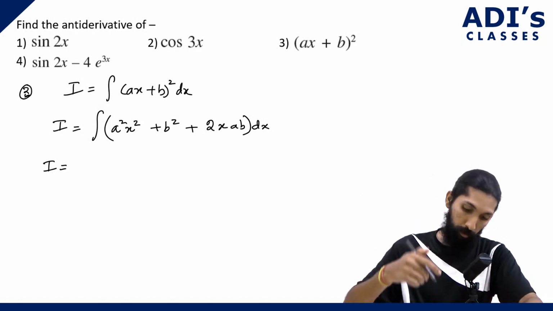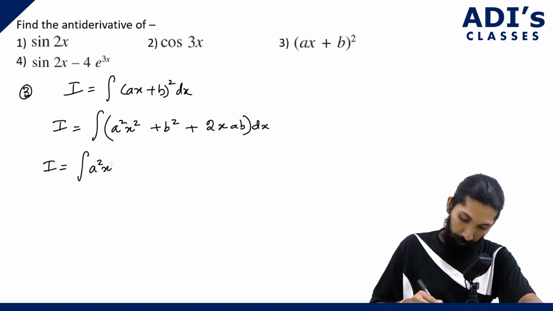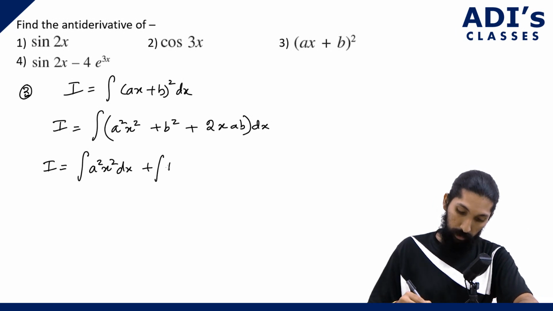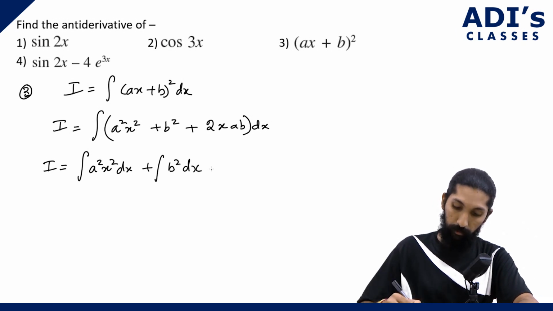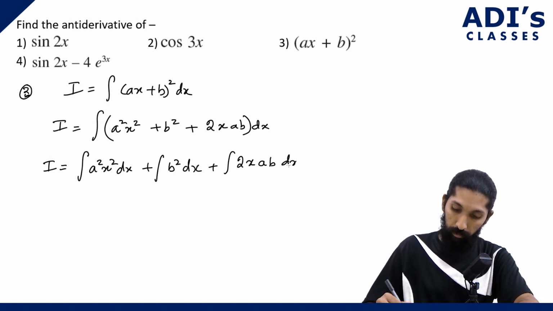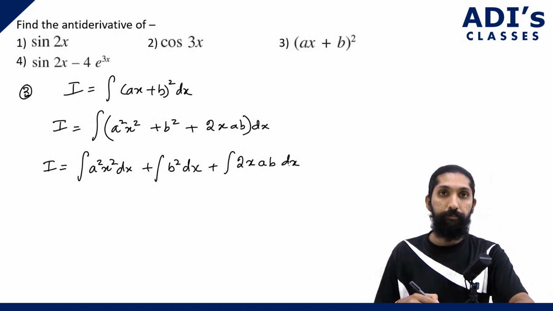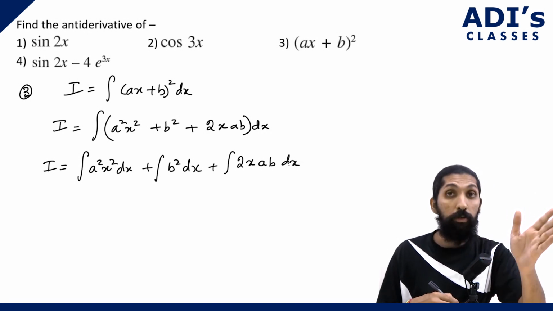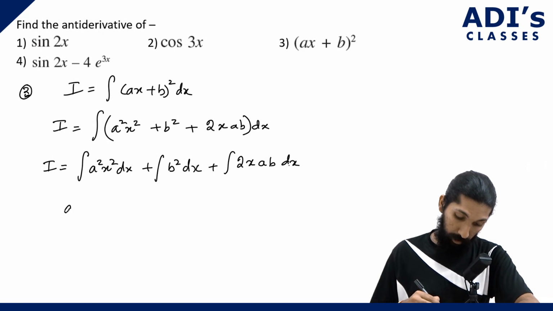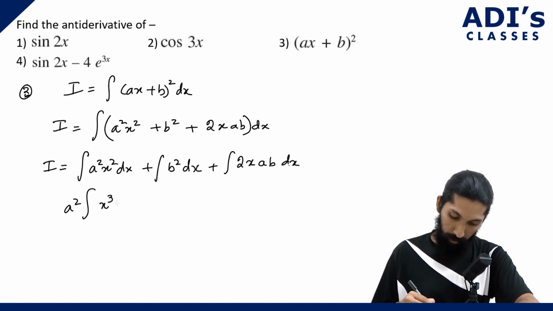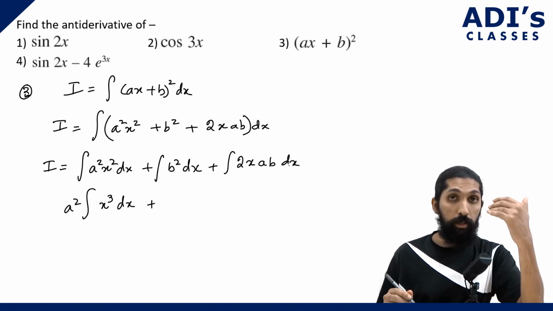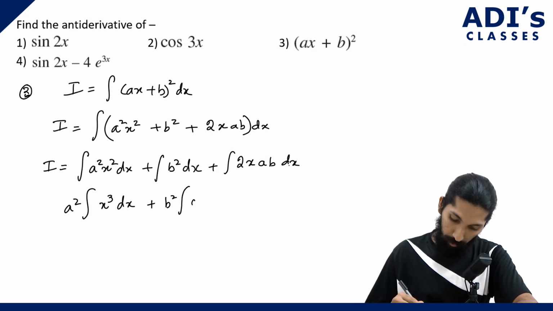That's what you need to do. So here also, integral of a square x square dx, the first part, plus integral of b square dx, plus integral of 2xab dx. a square is a constant, so keep a square outside. So a square integral of x square. b square is positive and also a constant, so b square dx.